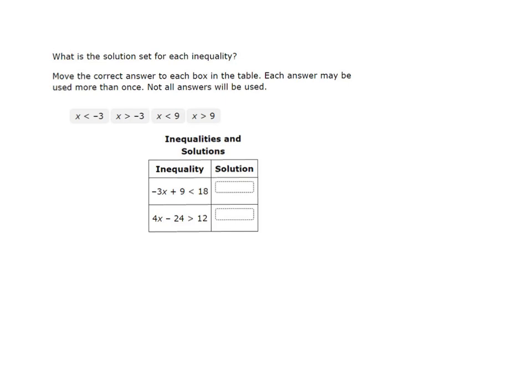What is the solution set for each inequality? Move the correct answer to each box in the table. Each answer may be used more than once. Not all answers will be used.